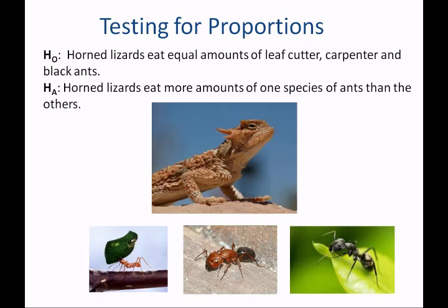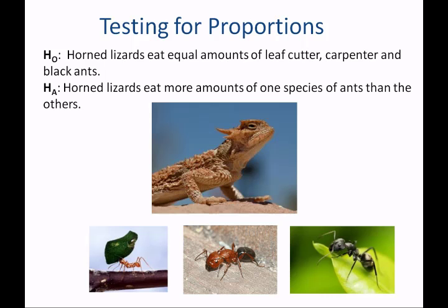So here's an example of testing for proportions. Here's a horned lizard, and the hypothesis is that these animals that eat insects, they eat equal amounts of leafcutter, carpenter and black ants. The alternative hypothesis, if we reject the null hypothesis, is that the horned lizards eat more of one species than the others.